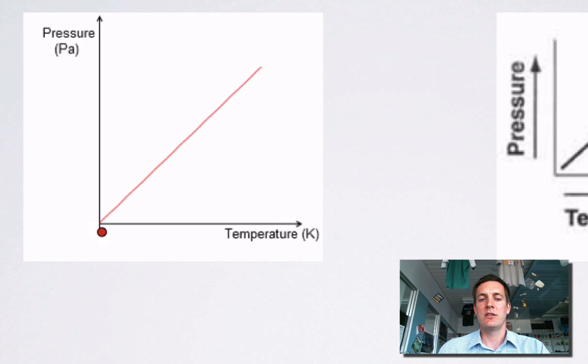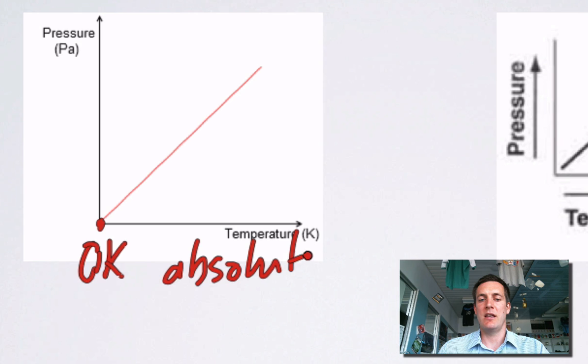This shows that at 0 Kelvin, which is called absolute zero, and this is just a theoretical temperature, that's when all the particles have stopped moving, and that's when the pressure will be zero. There won't be a pressure.